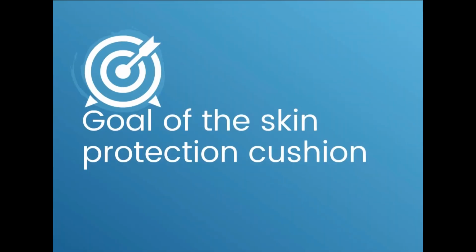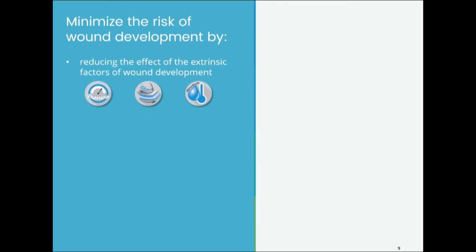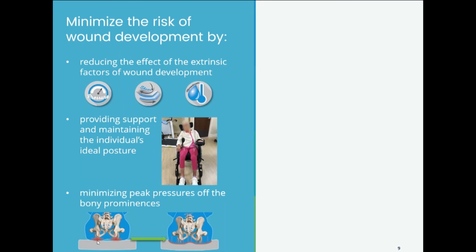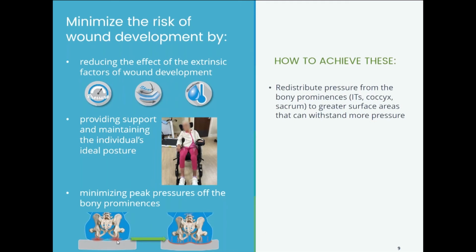So what is the goal of the skin protection cushion? We want to definitely try to minimize the risk of a pressure injury, of wound development, by reducing the effects of those extrinsic factors that we just reviewed, by providing and maintaining the individual's ideal posture, and by minimizing peak pressures off of the bony prominences onto a greater surface area where we will be able to get a more even pressure distribution. So instead of having the pressure enter into the skin right under the bony prominences like daggers, we'll make sure it's going over a greater surface area. We do this by redistributing the pressure from the bony prominences to the areas of greater surface area through offloading or immersion, which we will touch on again in a moment.